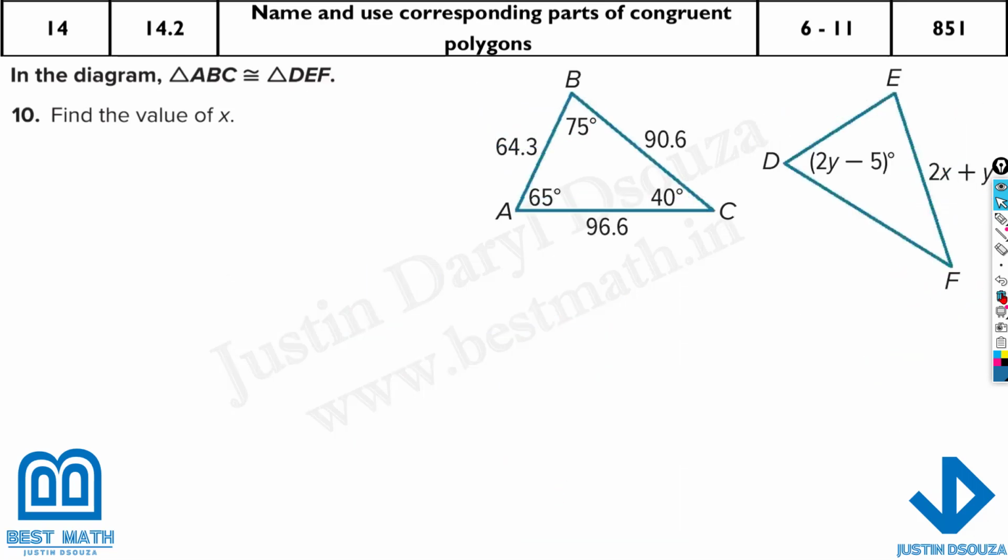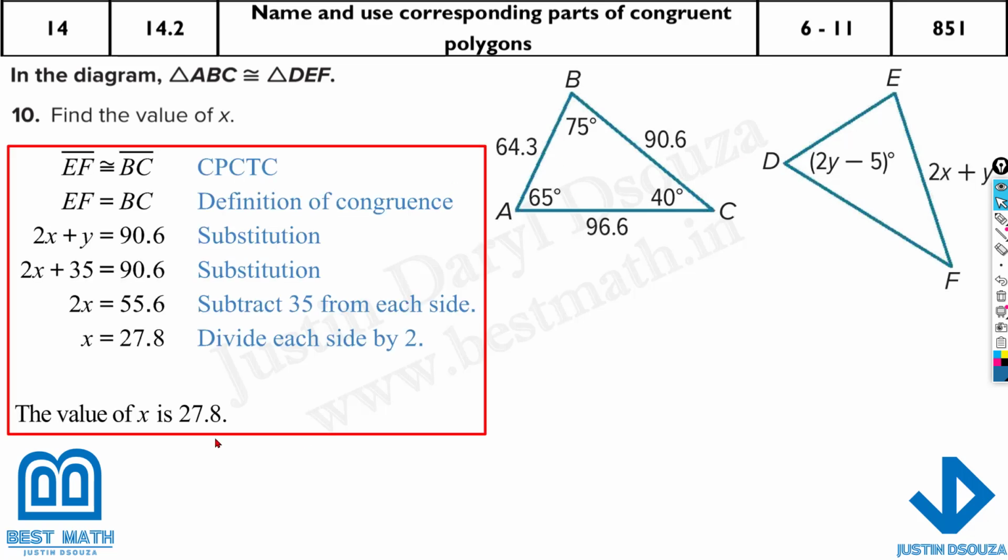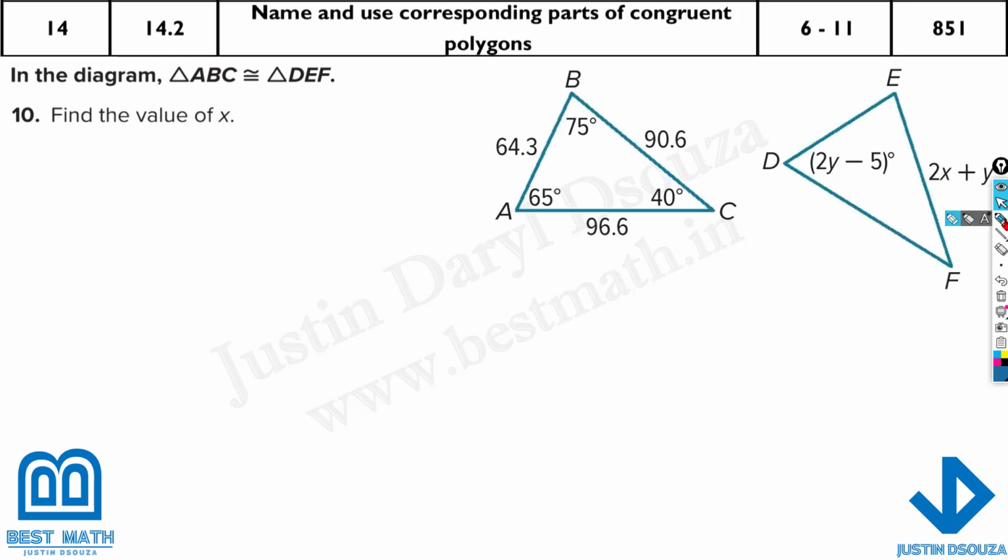What about this one? We did find this. I hope you remember. We got 35, I believe, for x. Now the value of x, no, y was 35. No, we did not solve for x. Let me solve it over here. Where is x? That is over here, 2x plus y, that is EF. So I know 2x plus y is equal to EF. But what is congruent with EF? BC. Where is BC? That is equal to 90.6.